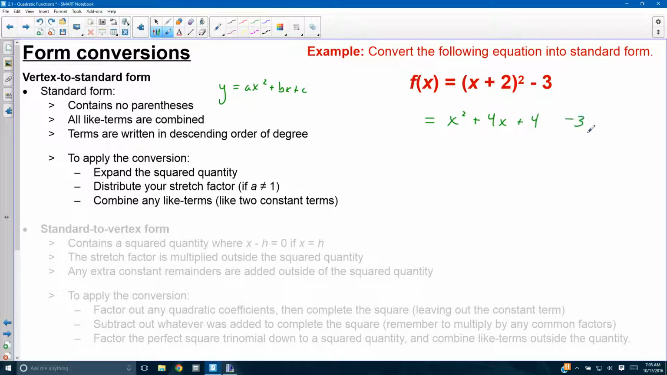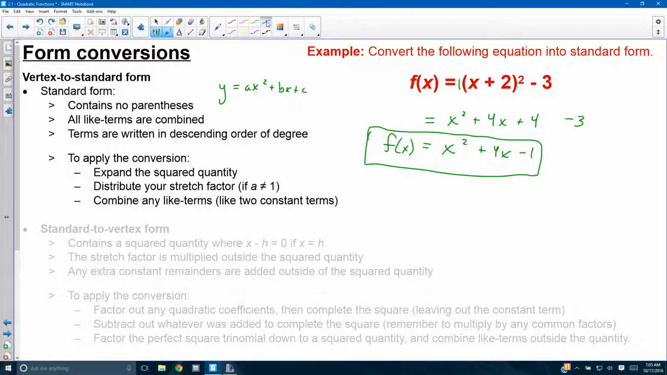Let's subtract 3. Distribute your stretch factor if a is not equal to 1. In this case, a is equal to 1, so there's nothing to multiply here, right? This is like 1 times this, but that's just left with this right here. And then combine any like terms, like the 2 constant terms right there. So 4 minus 3 is 1. You'll get x squared plus 4x minus 1. There you go.